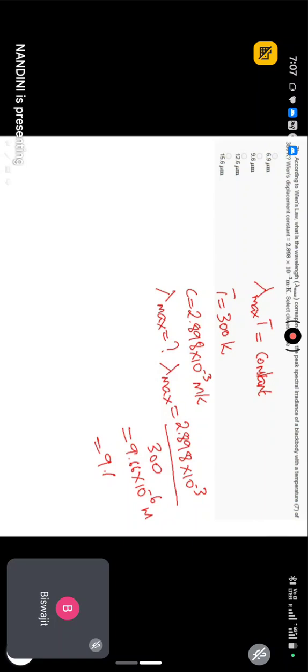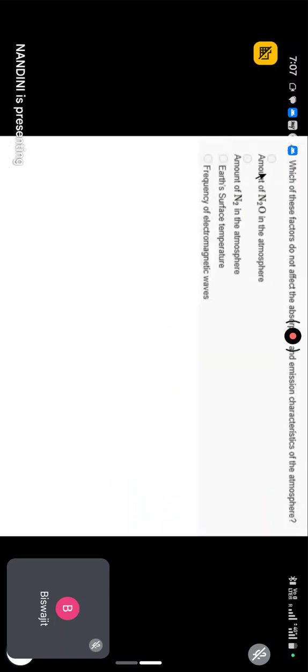Now, this question is basically regarding the absorption and emission characteristics of the atmosphere. So, which of these factors do not affect the absorption and emission characteristics of the atmosphere? Amount of N2O in the atmosphere, amount of N2 in the atmosphere, Earth's surface temperature, frequency of electromagnetic waves.